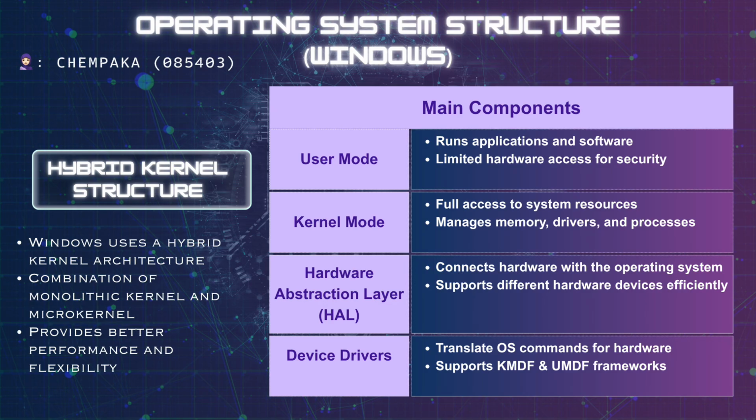The hardware abstraction layer, or HAL, acts as a bridge between the operating system and hardware devices. It hides hardware-specific details from the operating system, allowing Windows to work on different hardware platforms efficiently.